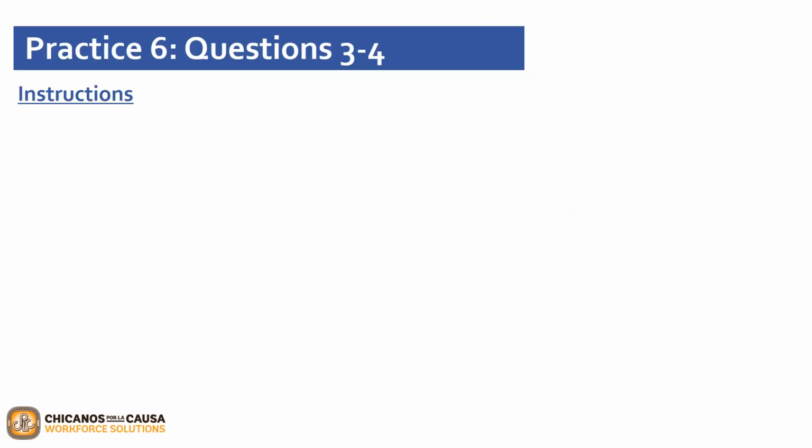Let's move on to practice 6, page 433. At this time, analyze the chart titled America Becomes Urbanized. Answer questions 3 and 4, and when you're ready to start, click play.